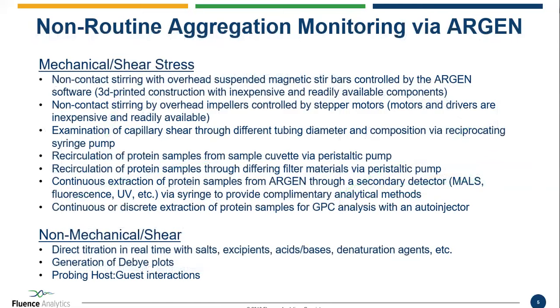We've also looked at non-contact stirring using an overhead impeller controlled by a stepper motor. Again, that's fairly easy to construct and put together. The reason why you'd want to consider using a stepper motor as opposed to magnetic stirring is that stepper motors are capable of going to a higher stir rate. That has to do with some specifics on how the magnetic stir bar is set up in the ARGEN. I'll go over that in a few slides.